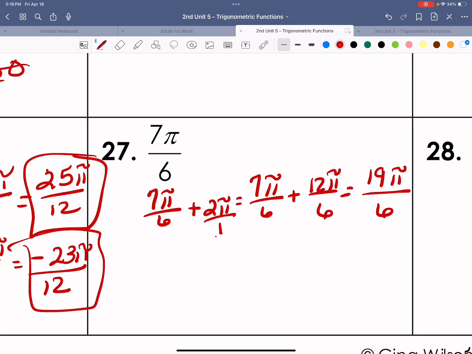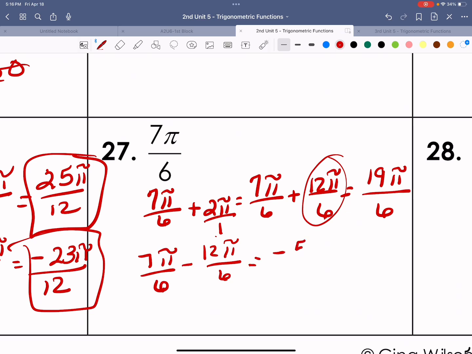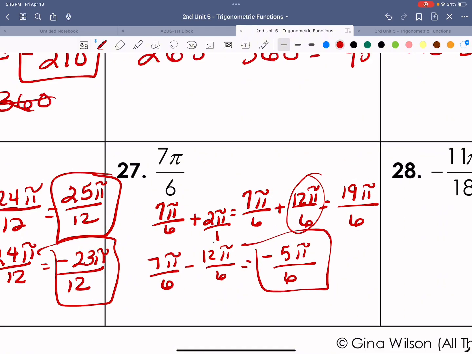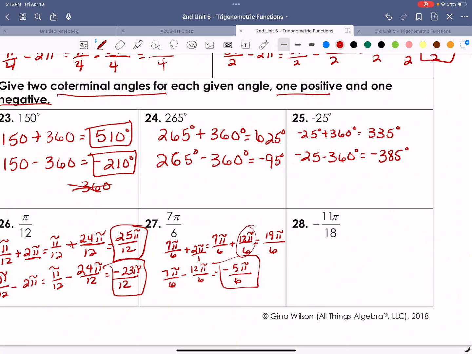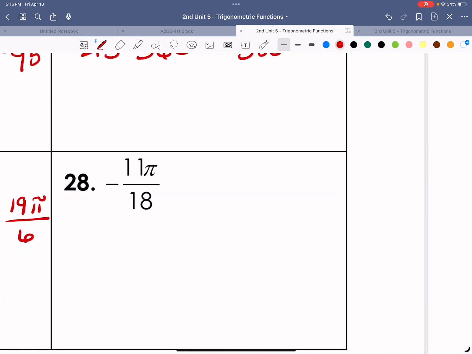All right, now when I subtract, that's going to be 7 pi over 6. I'm just going to go ahead and grab my common denominator over here, minus 12 pi over 6. So 7 minus 12 gives you negative 5 pi over 6. See, it's that simple. If you're doing degrees, you're going to add and subtract 360. If you're doing radians, you're going to add and subtract 2 pi.